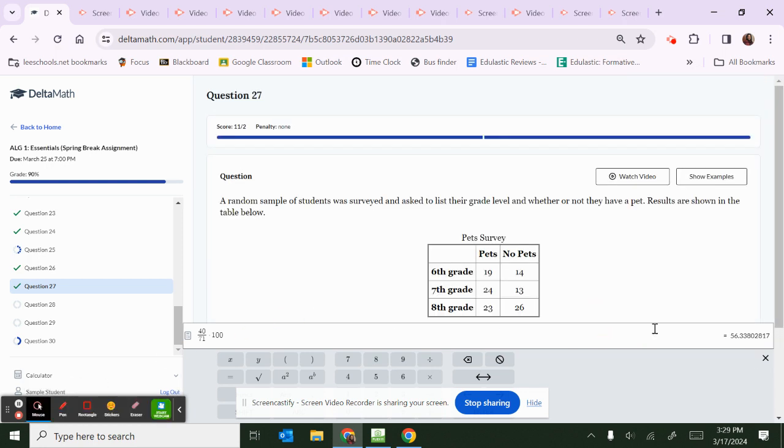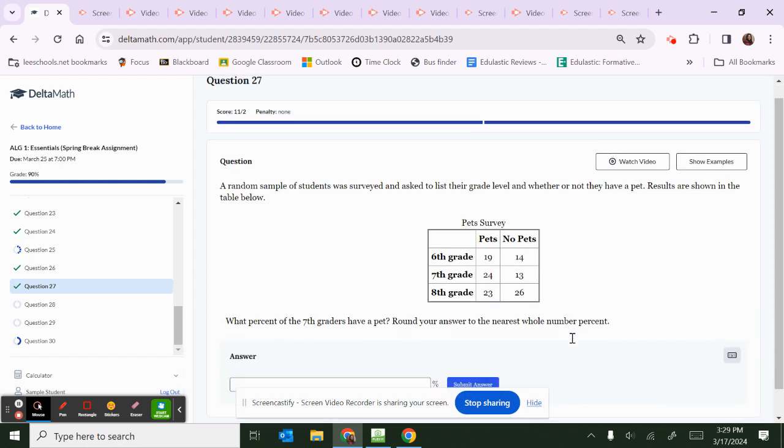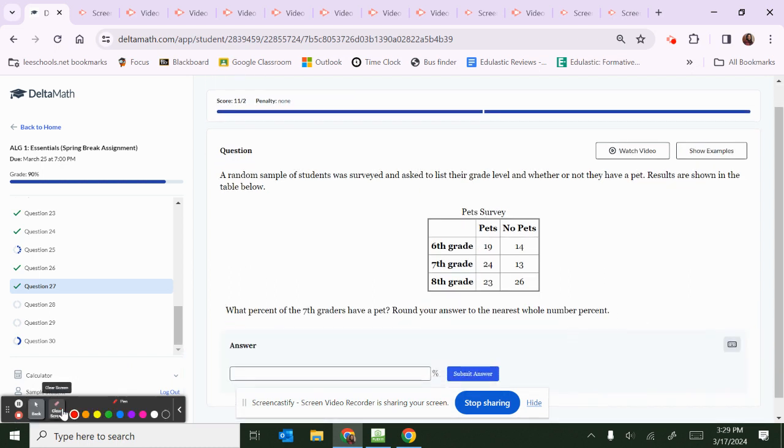So let's do this final question right here. All right. So first, let's find our totals. Okay. Because again, we're looking at this random survey asked to the list of their grade level and whether or not they have a pet or not. Okay. So the total of 6th graders that we have. So list the totals. All right. So total amount of 6th graders would have been 33.